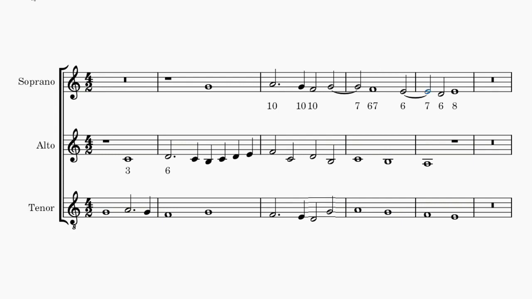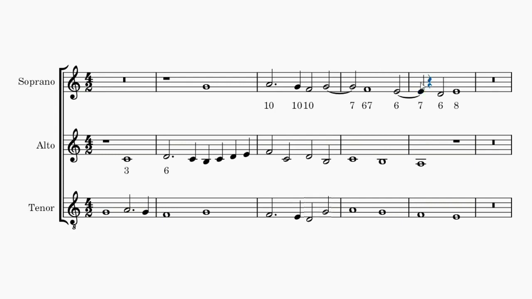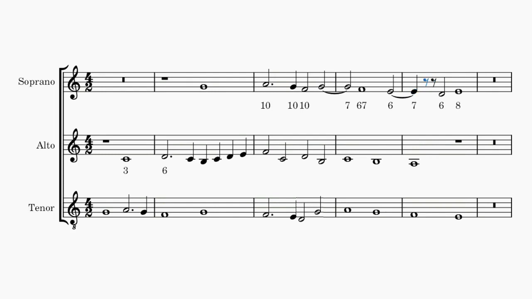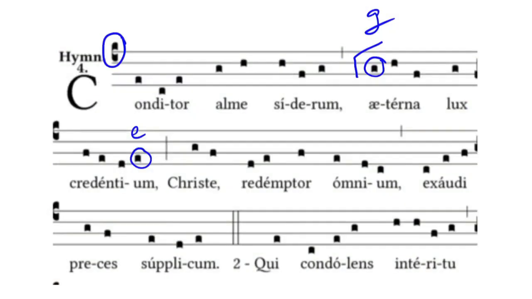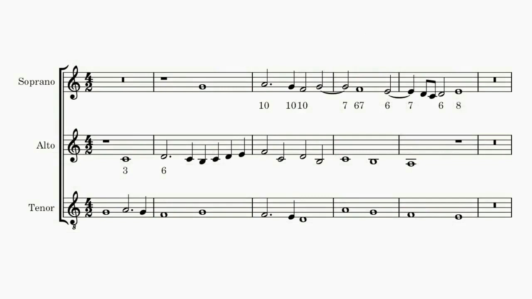As you heard, I also made a little ornament here. For instance, something like this. D, C. And now I have actually made a 3-voice setting of the second verse of our hymn. As you might remember, I took this Aeterna lux credentium and I placed it in the soprano line. And then I wrote a tenor and alto.